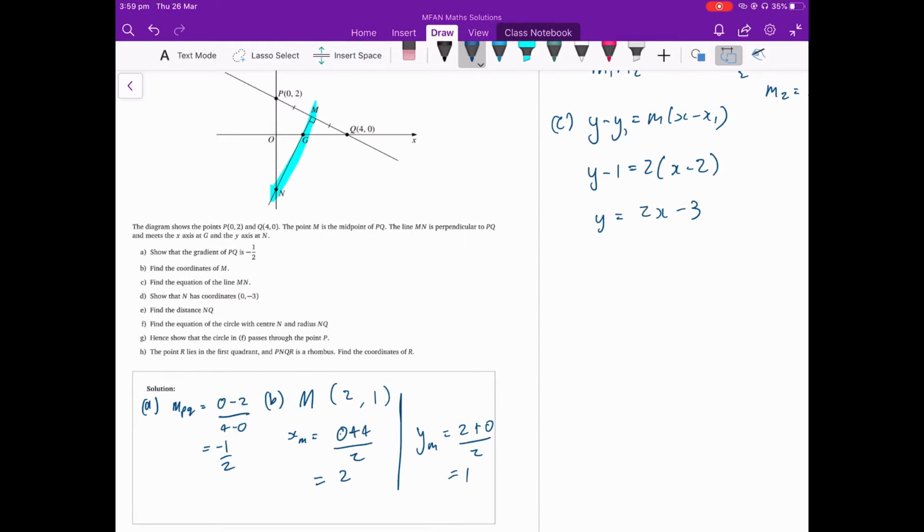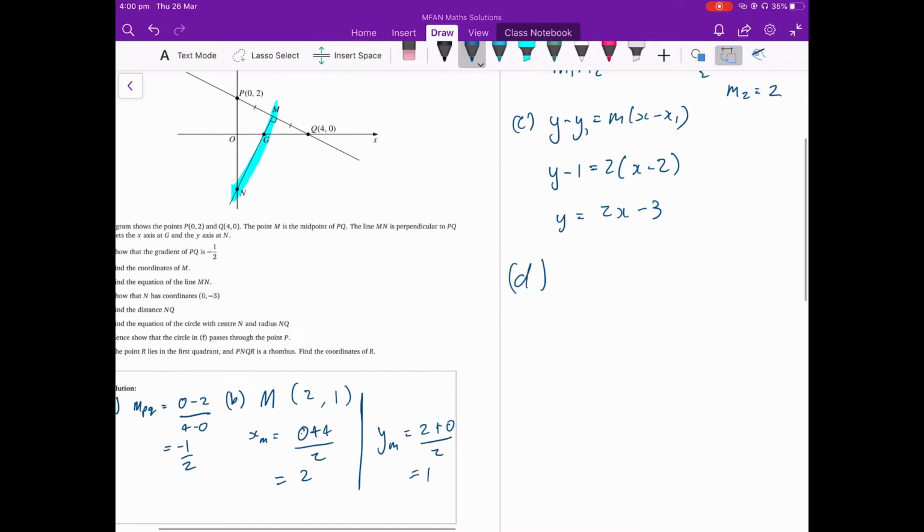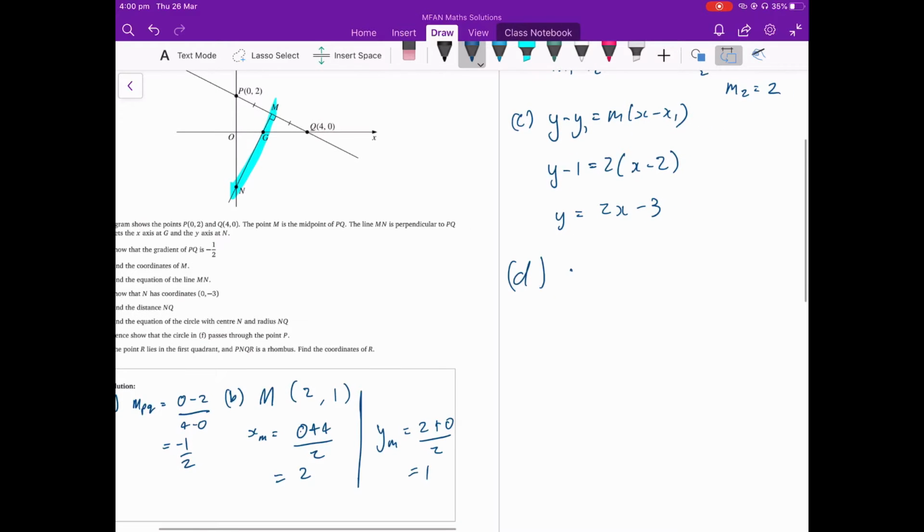Question D. Show that N has coordinates (0, minus 3). That's just the y-intercept of that line. So let x equal 0 and solve. So I get y equals 2 times 0 minus 3. So therefore y is equal to minus 3. So N would be (0, minus 3).